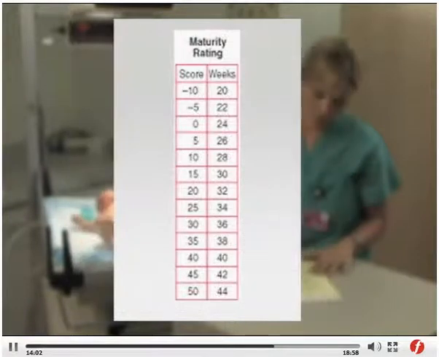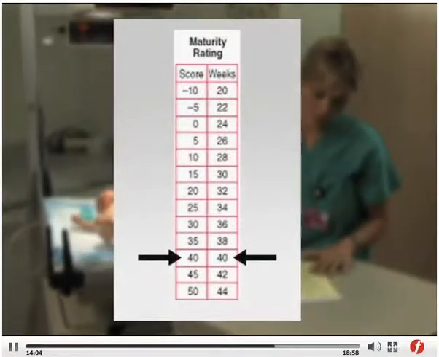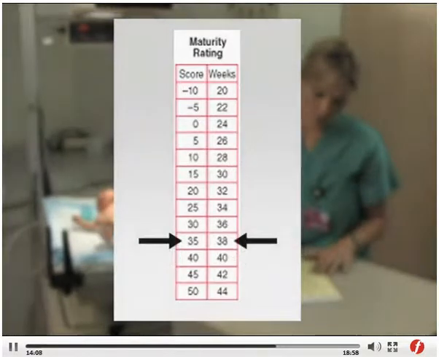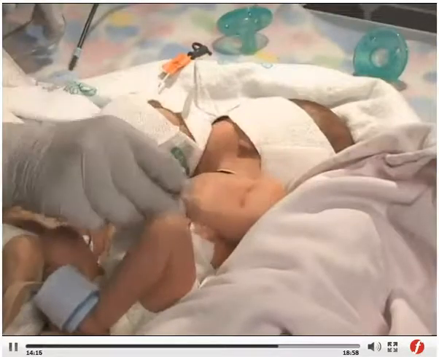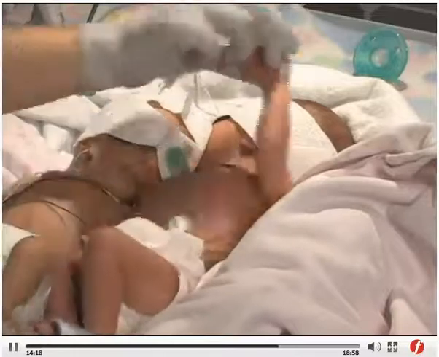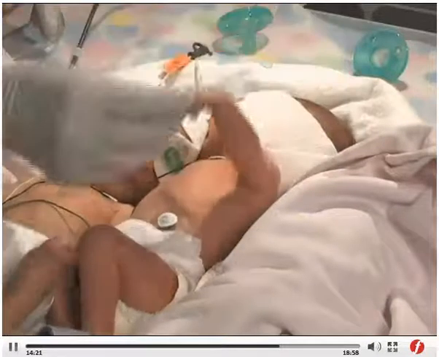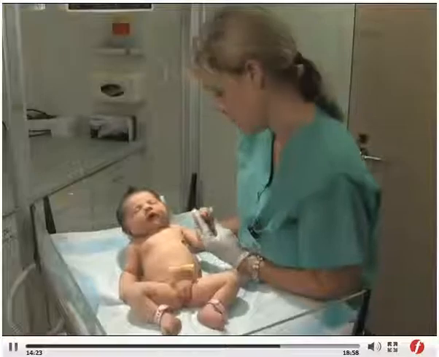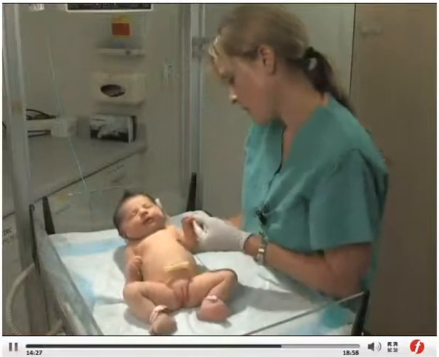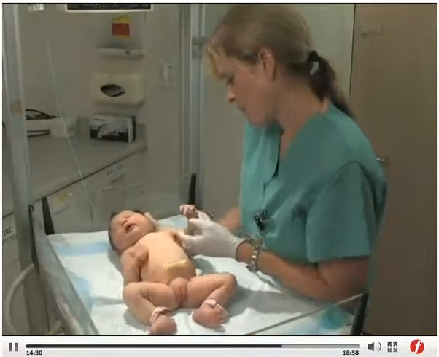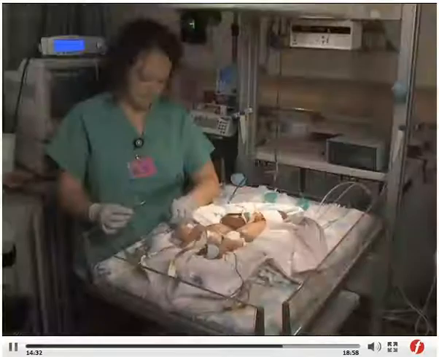For example, if the infant's total score is 40, he was born at 40 weeks gestation. If the infant's score is 35, the infant was born at 38 weeks gestation. Knowledge of the infant's gestational age compared to this measured score alerts the healthcare team to possible problems associated with either prematurity or postmaturity. A plan of care can be developed which is based on the assessment, and the infant can be monitored for these potential problems.